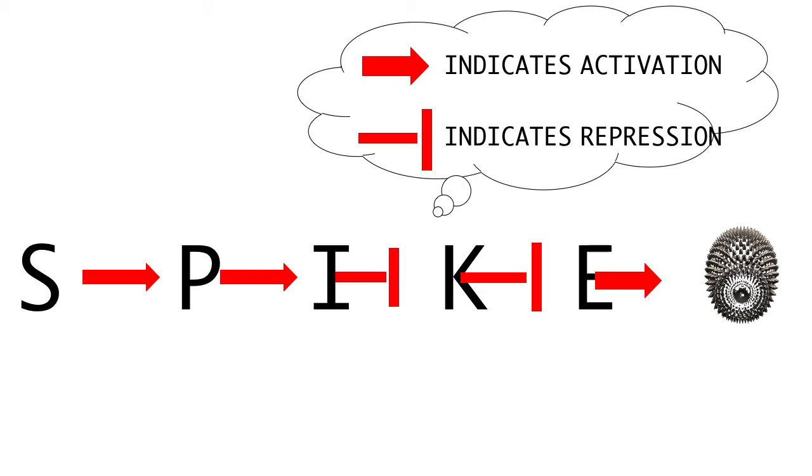The arrow represents the activation of the next gene, and the T-bar represents the repression of the next gene. So here, the S gene activates the P gene, which then activates the I gene, which is necessary to repress the K gene, because if the K gene isn't repressed, then the E gene would also be repressed, preventing the formation of spikes. We'll be looking at different mutant strains in the hypothetical developmental network provided to see how it affects the texture of the ectoderm in the spiny beetle.